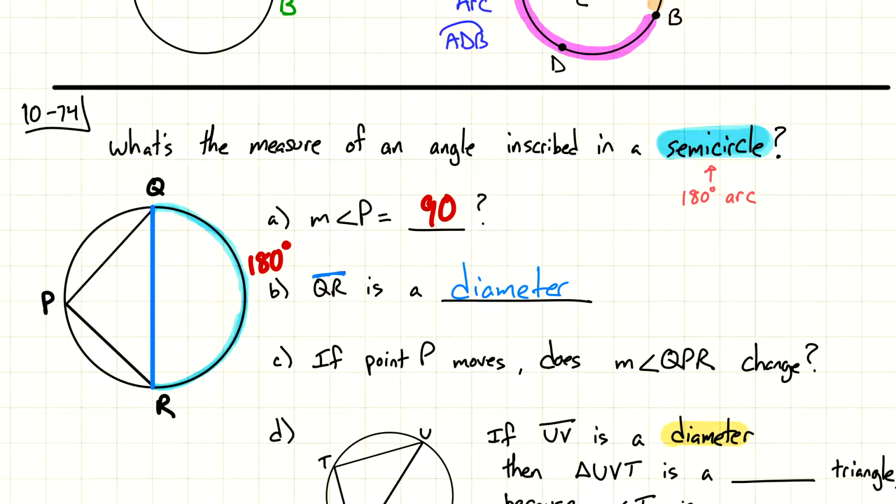All right. If point P moves, does the measurement of QPR change? So QPR is this measurement here, which we said was 90 degrees. So does that measurement change if I move this point? So if I move point P to somewhere, maybe over here, is it going to matter? So let me kind of draw this out for you, see if this helps you visualize this, see if this works.